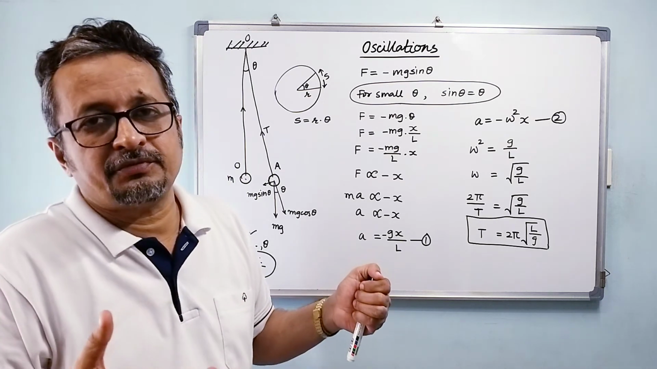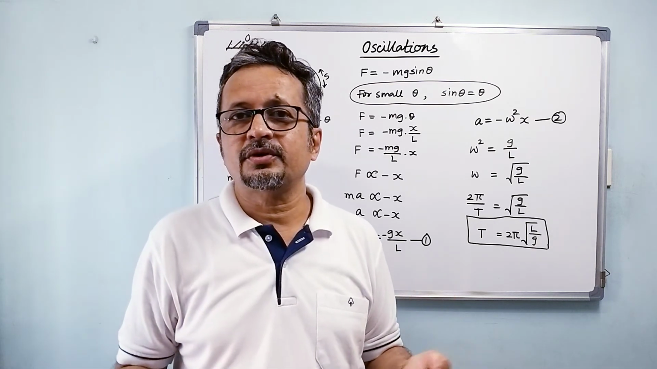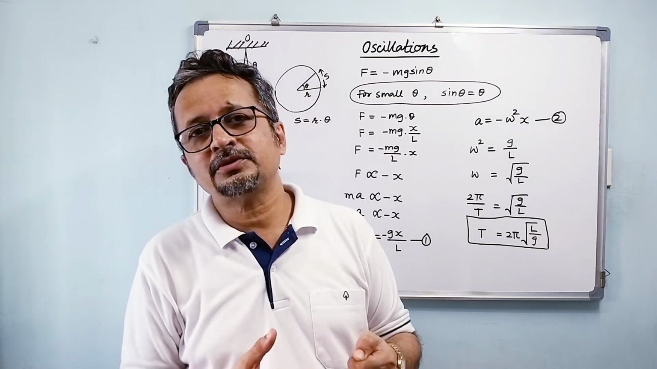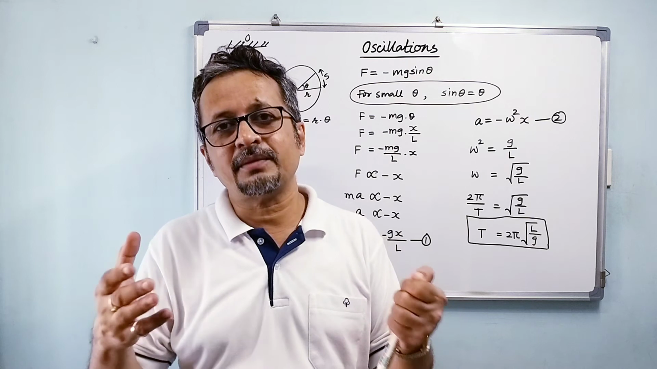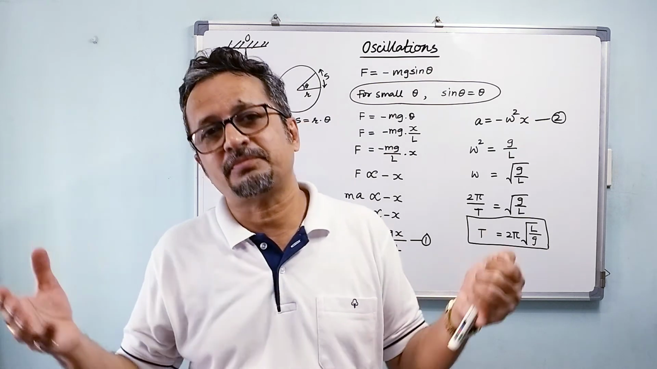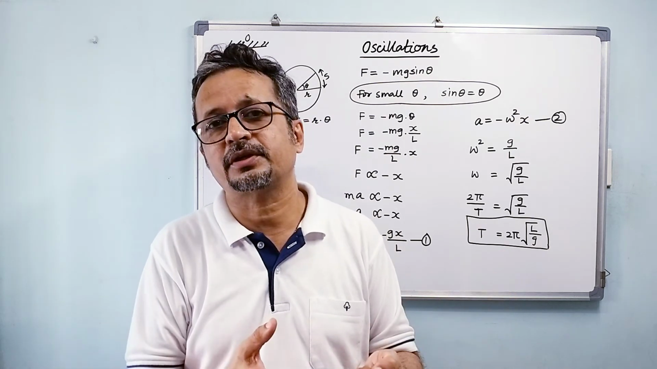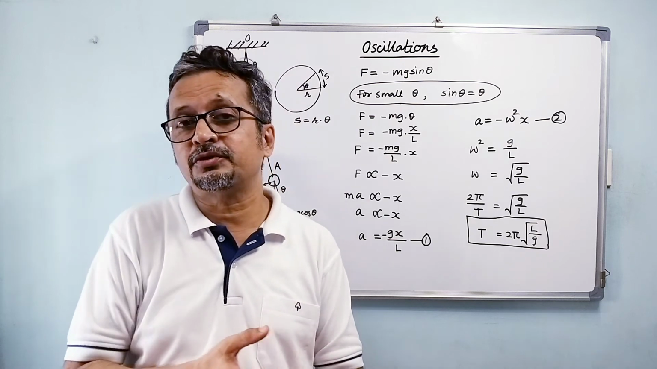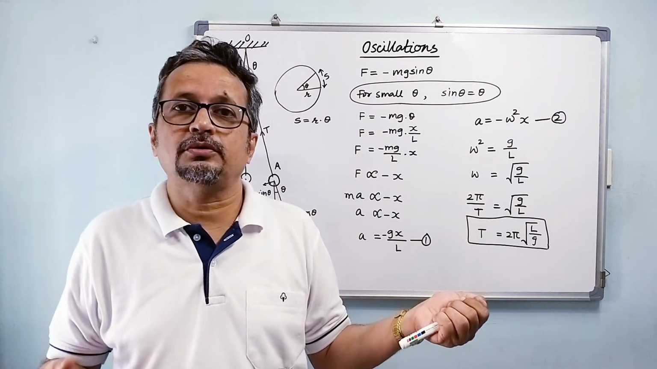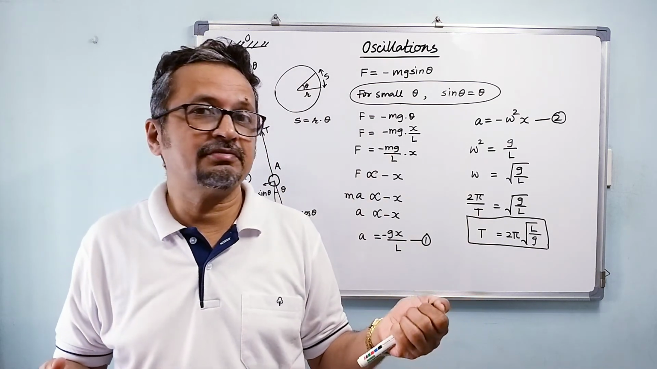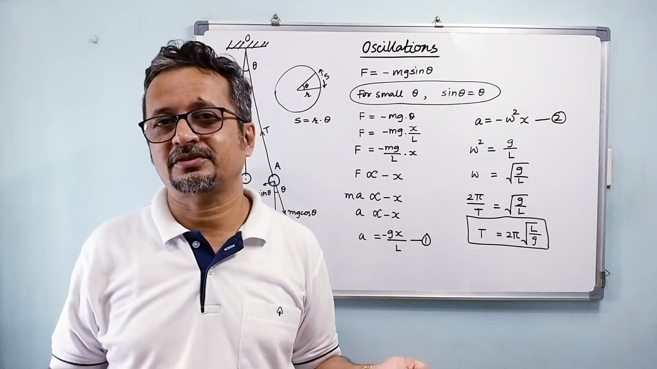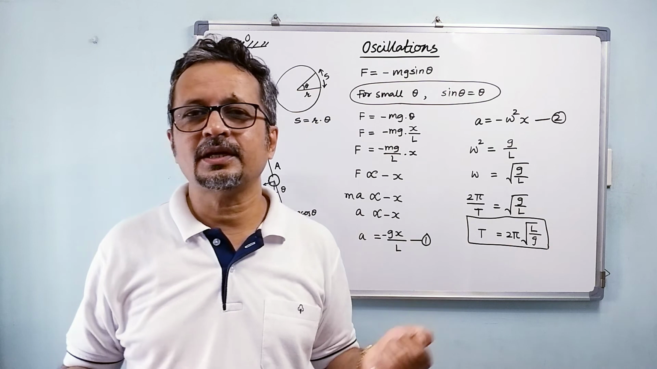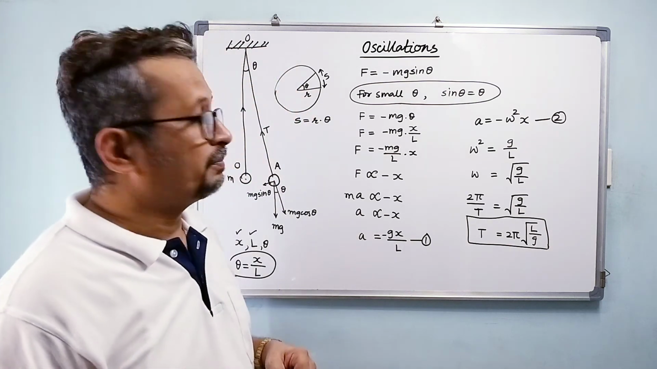So that means if you are on the equator, simple pendulums of the same lengths but different masses would have the same time period. But the same pendulum, if you take it to maybe the North Pole, then the periodic time would be different because the value of g over there is different, correct? So these are a few things about the simple pendulum.